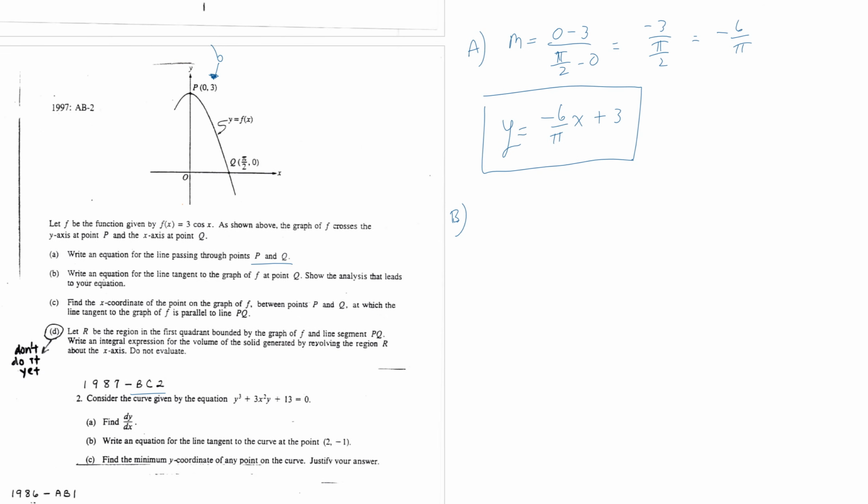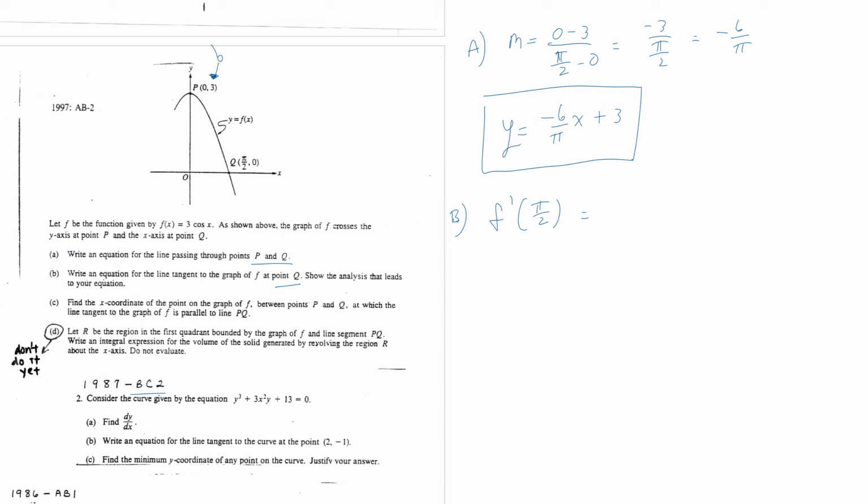The equation for the line that's tangent to the graph of f. So at point Q, we have to find the slope of that, right? So we need to find f prime at point Q. Point Q is pi over 2. That's the x value. Let's go ahead and do that. What's the f? 3 cosine.